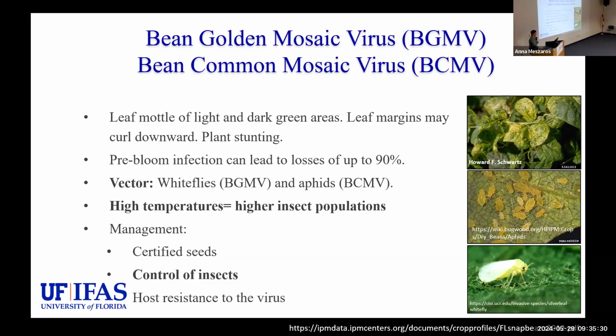So what's important here is that you start with certified seeds and you control the insect population. There is a threshold to control that insect population. And that's why scouting the fields is very important. As I said, I'm not an entomologist, so I cannot tell you exactly what the threshold is, but you can talk to our entomologists in here and they can help you. And also host resistance is available for some of these viruses.